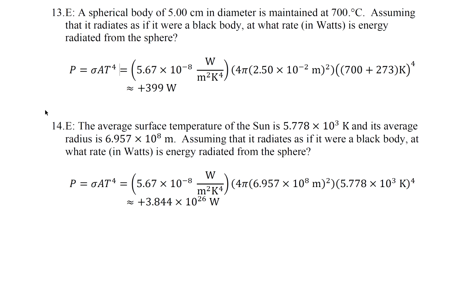Question 14. The average surface temperature of the sun is 5.778 times 10 to the third Kelvin, and its average radius is 6.957 times 10 to the 8 meters. Assuming that it radiates as if it were a black body, so little e is equal to 1, at what rate in watts is energy radiated from the sphere? So P equals e sigma A T to the fourth, but little e is equal to 1.